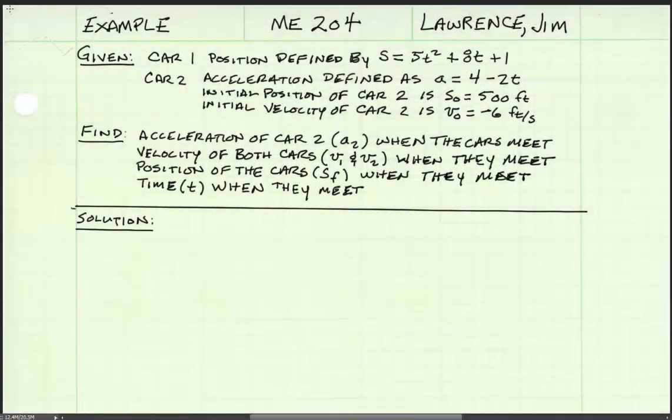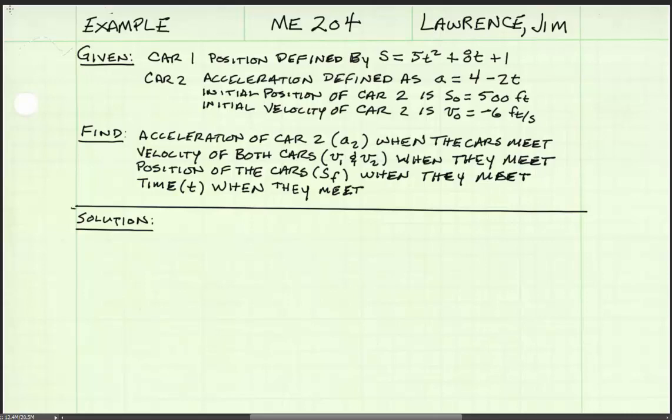For this example, we have two cars that are driving towards each other. Car 1's position is defined by the equation s equals 5t squared plus 8t plus 1. Car 2 has an acceleration defined as a equals 4 minus 2t with an initial position of 500 feet and an initial velocity of minus 6 feet per second. We want to find the acceleration of car 2 when the cars meet, the velocity of both cars, v1 and v2, when they meet, the position of the cars when they meet, and the time when they meet.